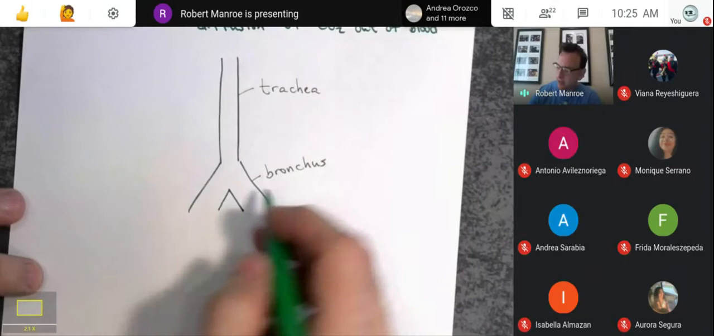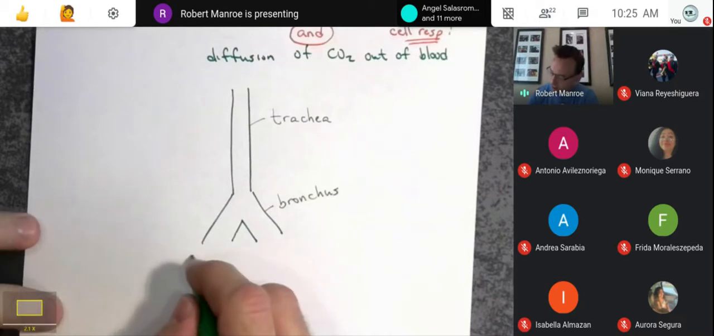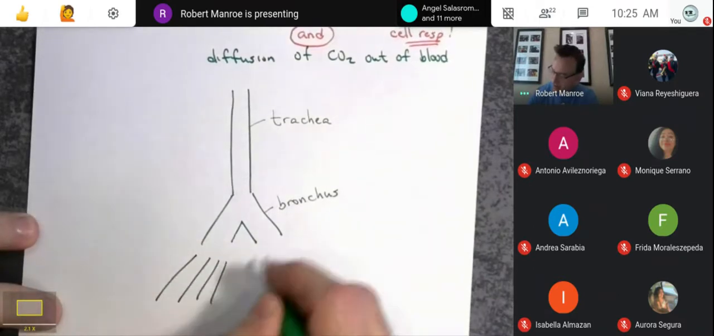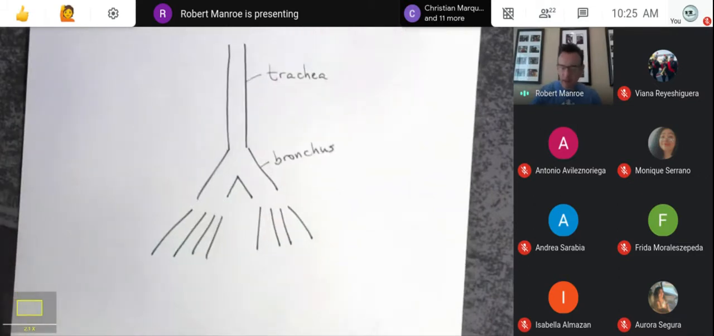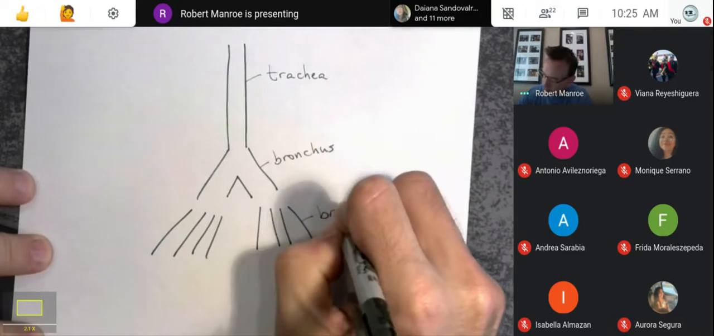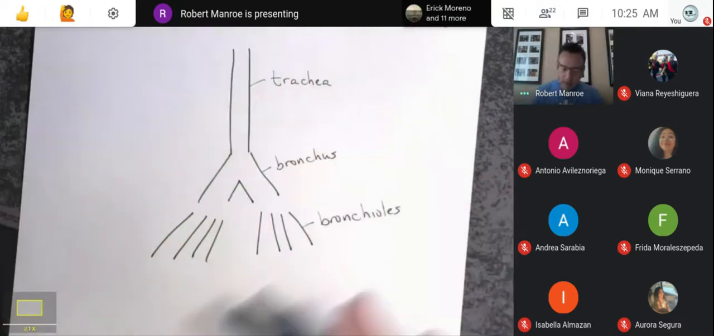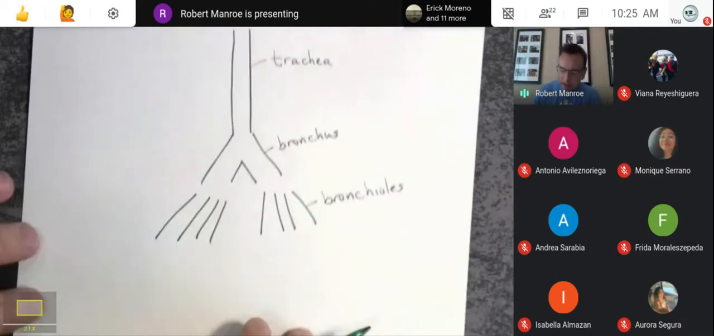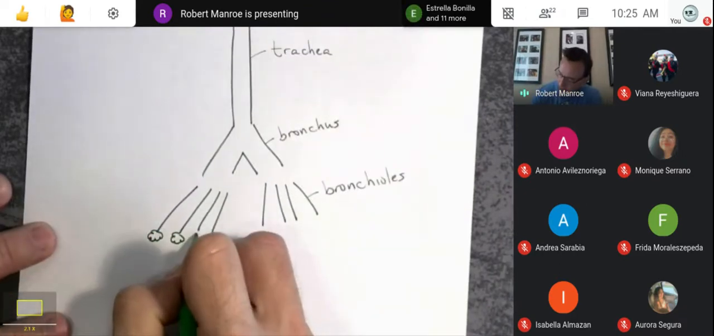Okay. So the trachea is large, then you get a little bit smaller, you get into the bronchus, then you get smaller still. This is now in the left lung and the right lung, like such. And these are called bronchioles. And then ultimately at the end of the bronchioles are these little pouches.